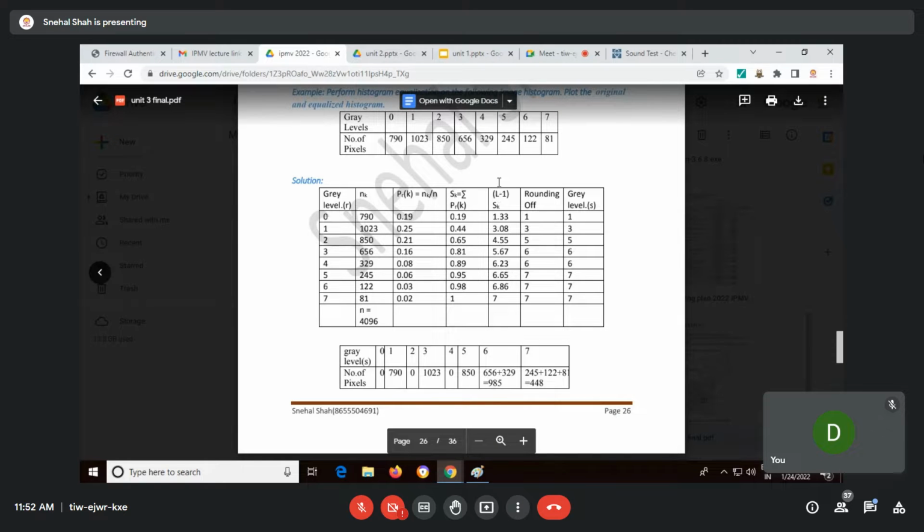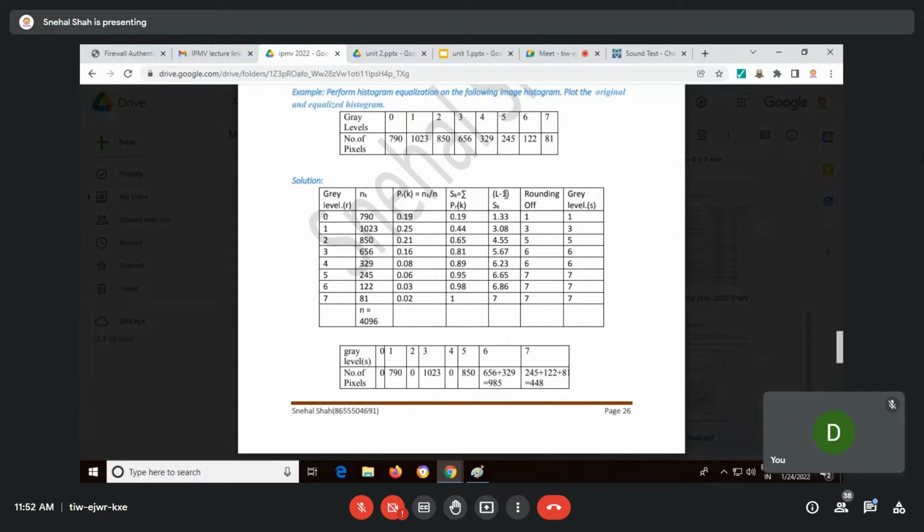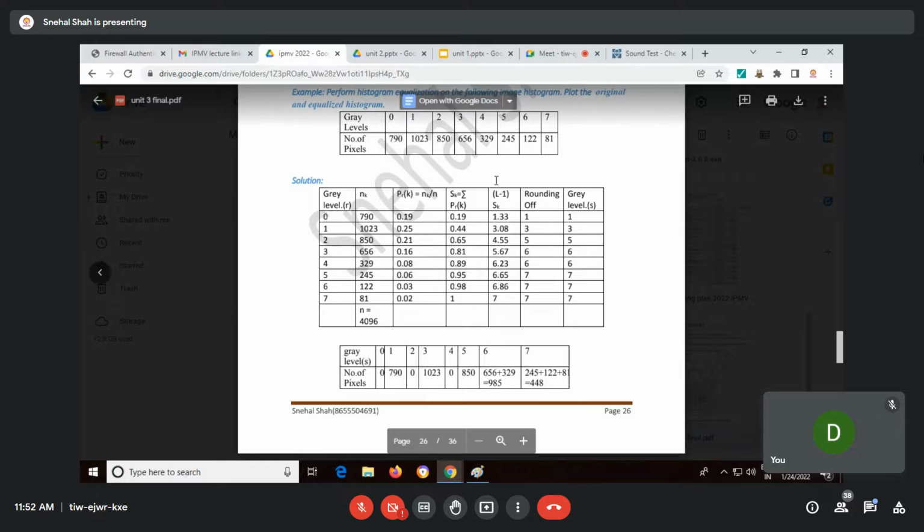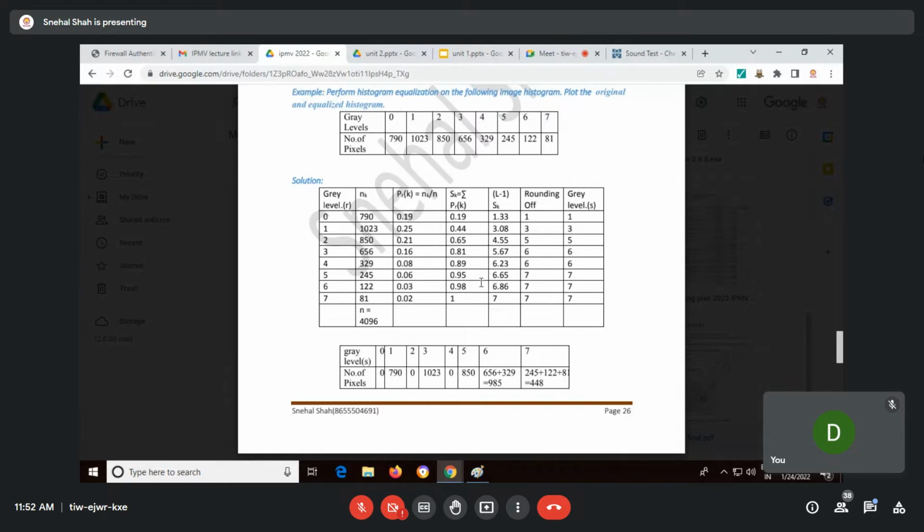Now L minus one into SK. What is the value of L minus one? It is seven. So you have to multiply SK with seven. You have got SK here. Multiply with the seven each and every value. So you got this value. Okay, ma'am.